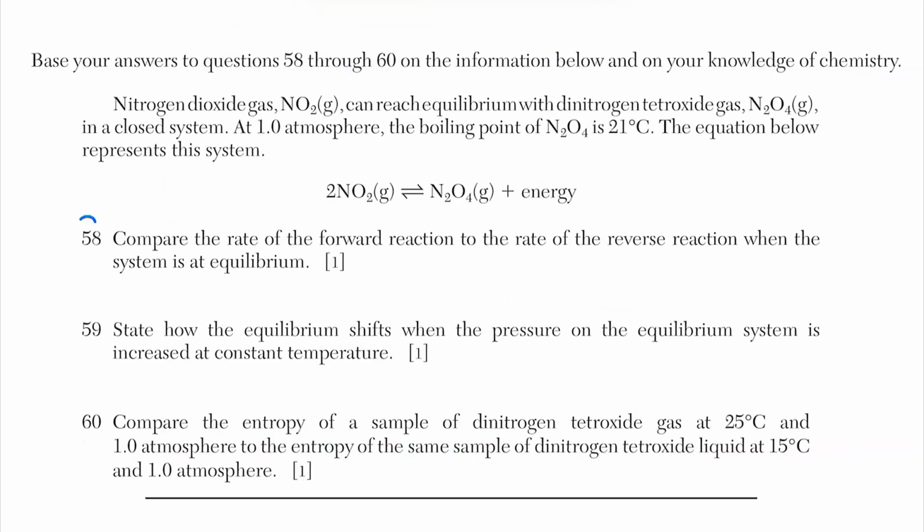Number 58. Compare the rate of the forward reaction to the rate of the reverse reaction when the system is at equilibrium. Oh my gosh, another freebie. Okay, if you're at equilibrium, the reason we have a double arrow here is because the forward reaction goes as fast as the reverse. Again, the rate of the forward equals the rate of the reverse at equilibrium. These are some things you just have to know, and that's what they're asking.